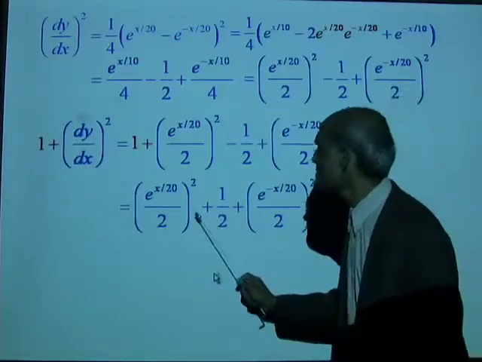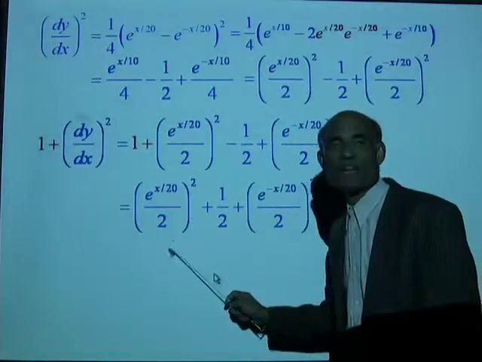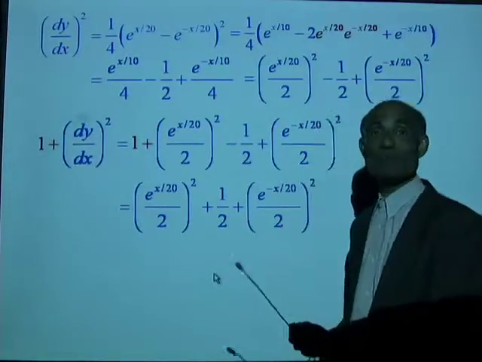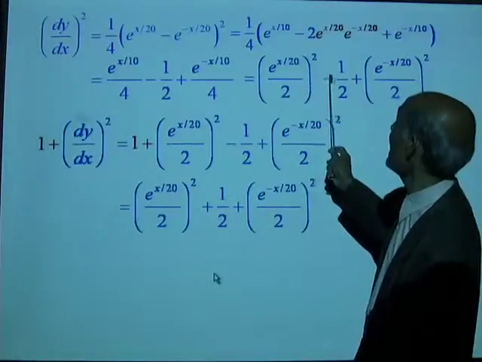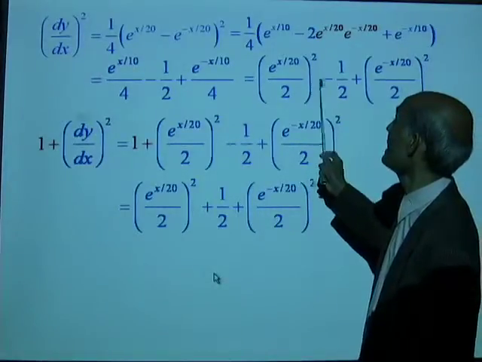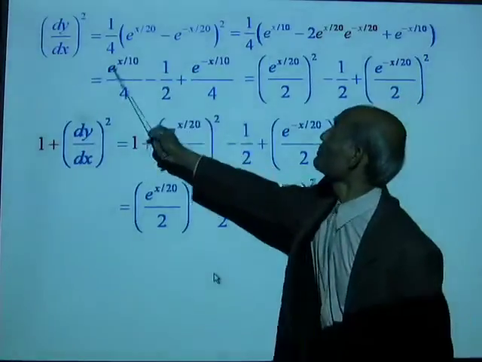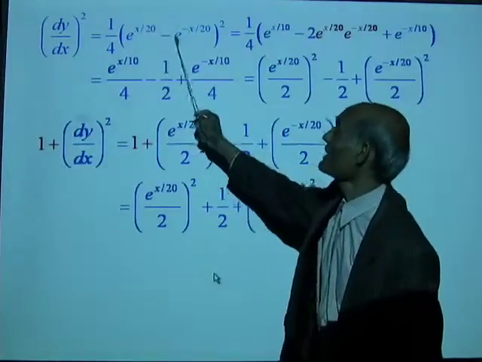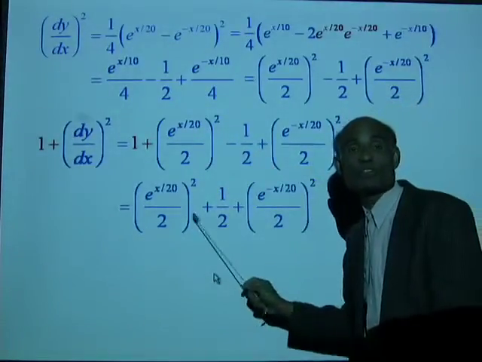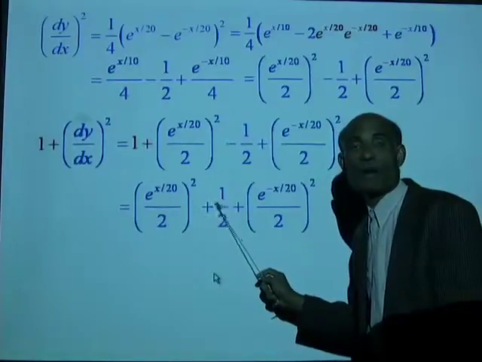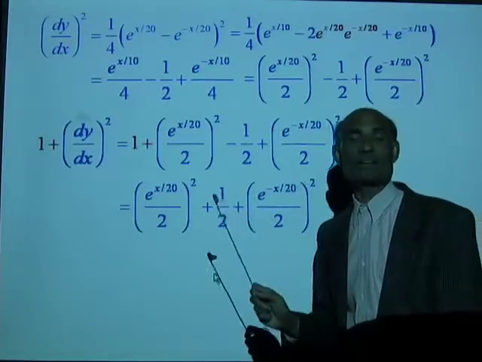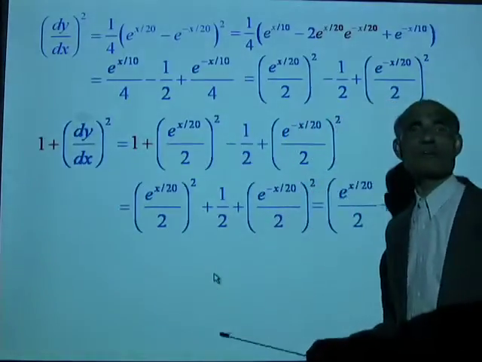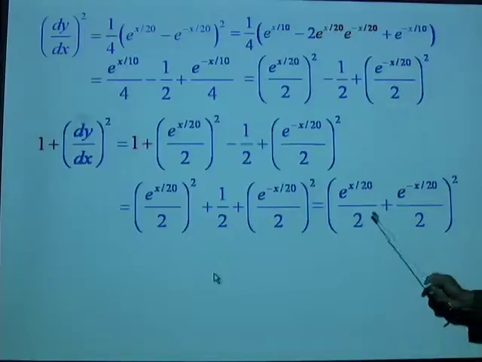Alright, now is it possible to write this as the square of a single quantity? If you remember what we did here. Now look at this, what we did here. This quantity is actually the square of something like this. So what is this? A squared plus 1/2 plus b squared. Can you write it as a plus b raised to the power of 2? Yes, you can. Look at this.